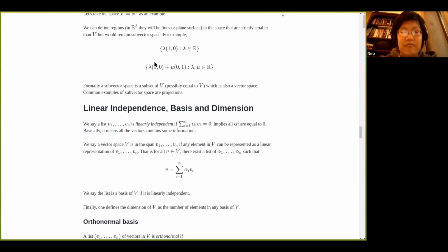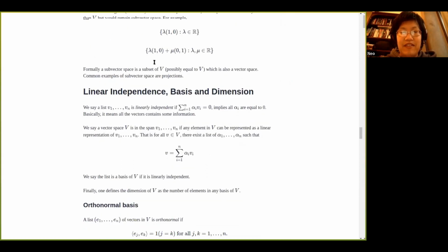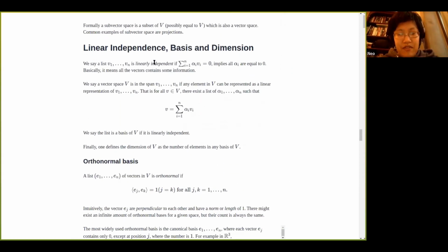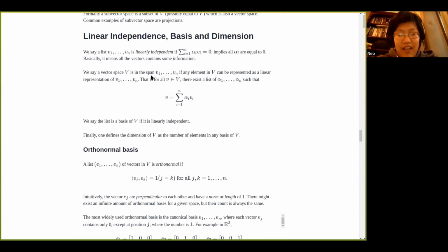And we spoke about dimensions before, and I didn't define it. So now is the time to define it. And for this we need to speak about a bit of the notion of information in the list of vectors.